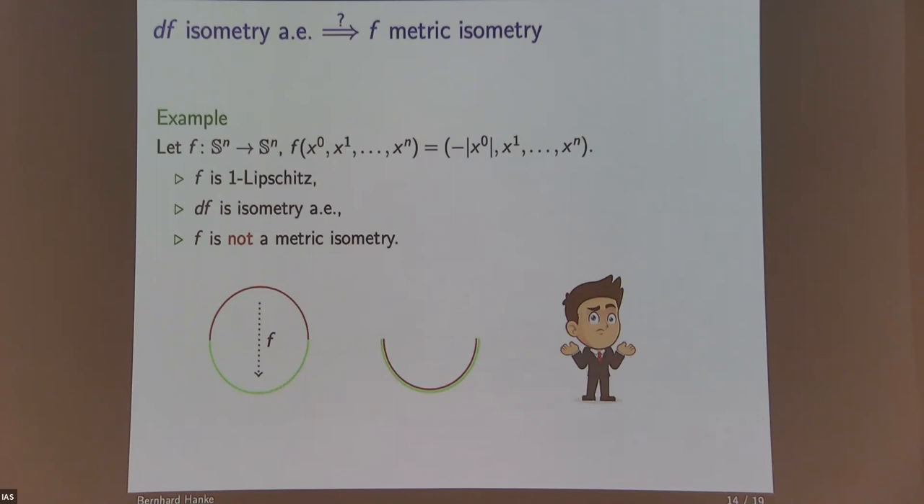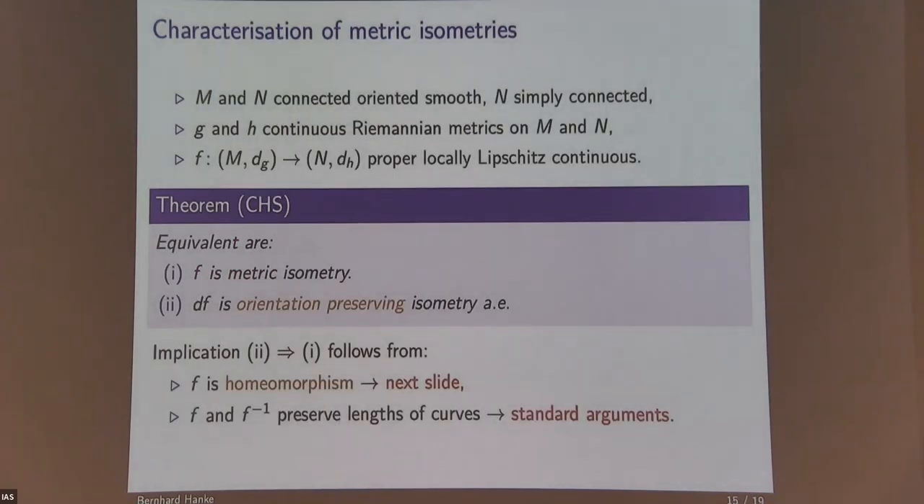And so actually it took us a while to see what we can do. What other ingredient can we use here? And then we luckily found that in a different part of classical analysis, there are results that help us out of this difficulty. Namely, we can prove that the only obstruction to being a metric isometry under these assumptions is actually this fold property. So this must be avoided. And so the following theorem holds: if you have oriented, smooth, simply connected manifolds, or targets simply connected, you take continuous Riemannian metrics g and h so that we still get Riemannian distance functions dg and dh, and then you take a proper locally Lipschitz continuous map.